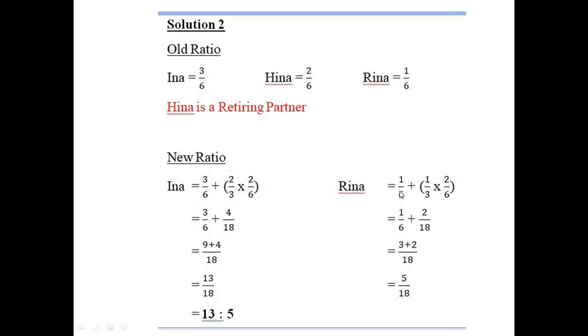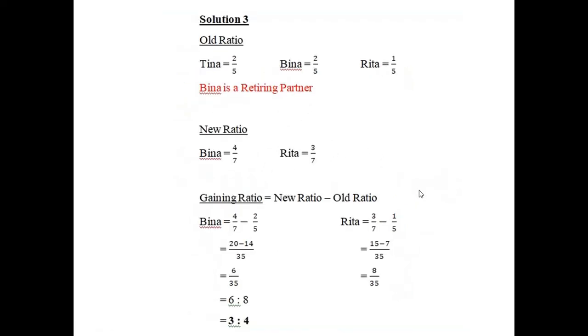So this 1 by 6, you can see here this 3 by 6. This 3 by 6 is already the existing one. This 1 by 6 for Rina. This 2 by 6 will be shared between Ina and Rina as per the ratio of 2 is to 1, that is 2 by 3, 1 by 3. Okay, you calculate the new ratio. Now let us go to question number 3.